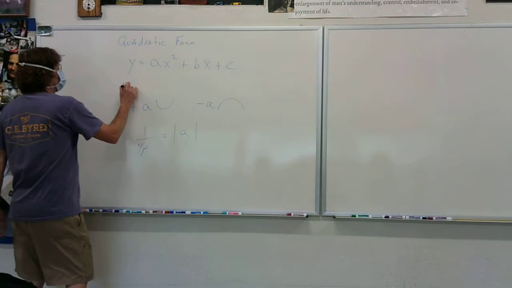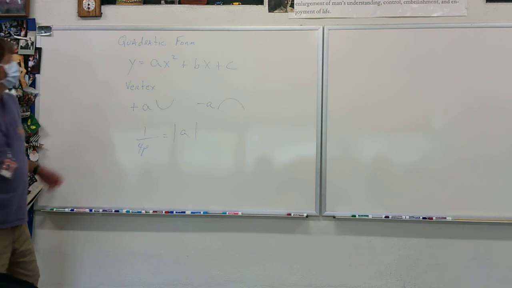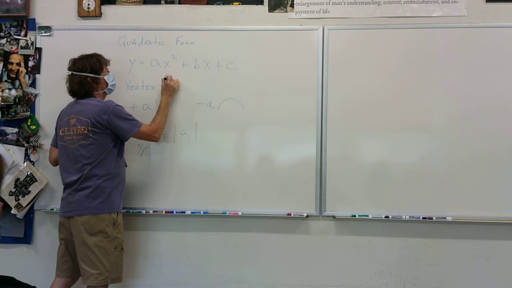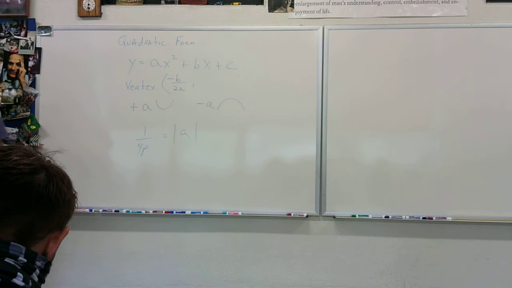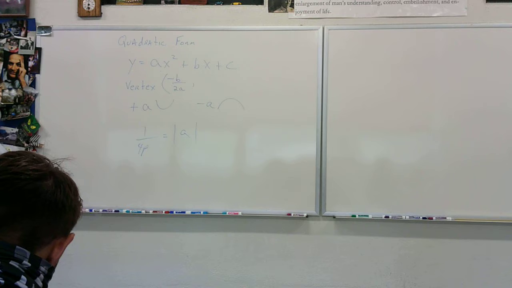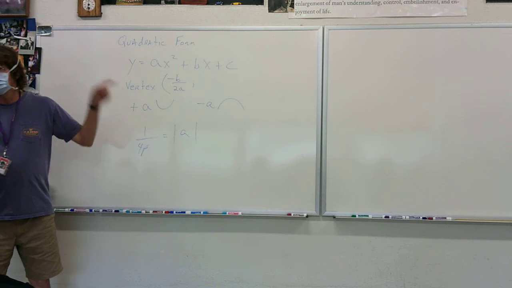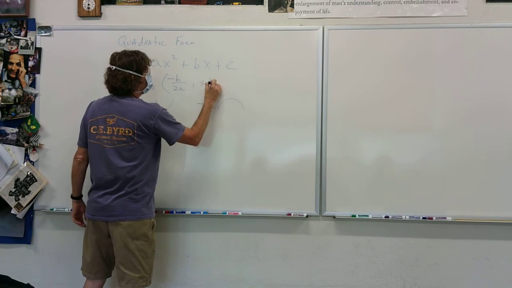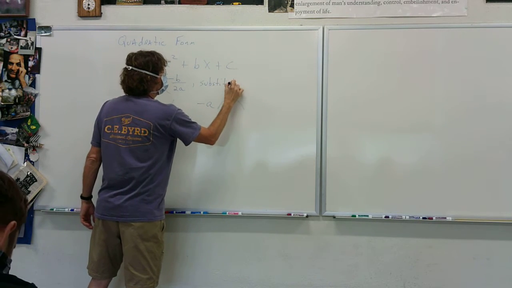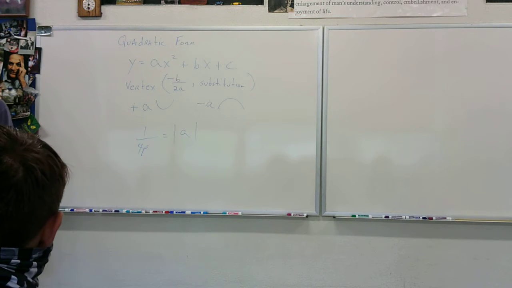The vertex, and I'm going to teach you the shortcut. The vertex value is always negative b over 2a. The x value is always negative b over 2a. Forget rewriting them, forget completing the square, forget all the long ways of doing it. Right there tells you the x value. And then just use substitution to find the y value. So, take the x value, plug it back in, you get the y value. All right?